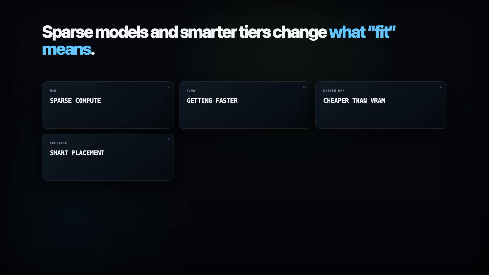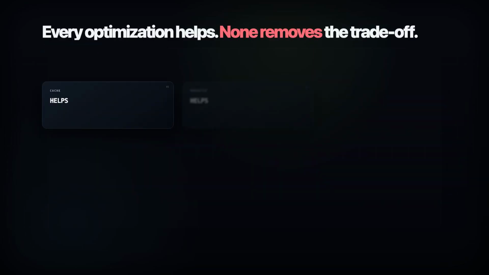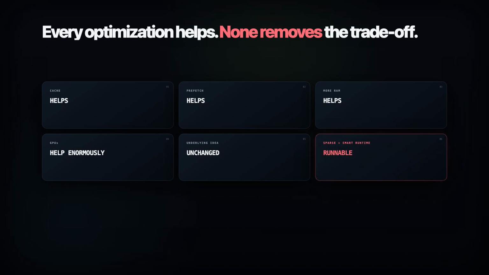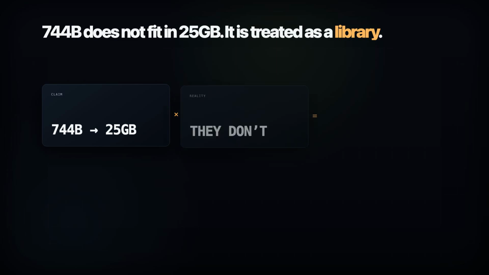That does not make hardware irrelevant. Physics still wins. If your SSD has to deliver gigabytes of weights for every generated token, storage bandwidth becomes a brutal bottleneck. Caching helps. Prefetching helps. More RAM helps. GPUs help enormously. But none of those change the underlying idea. A model can be much larger than the machine's RAM and still be runnable if the model is sparse enough and the runtime is smart enough about moving its weights. So the headline is not really "744 billion parameters fit into 25 gigabytes." They don't. The more accurate headline is much more interesting.